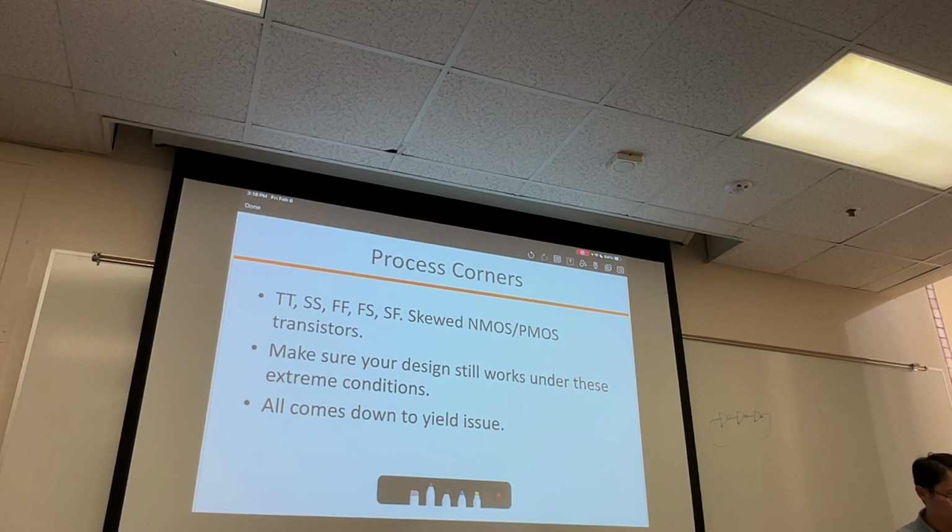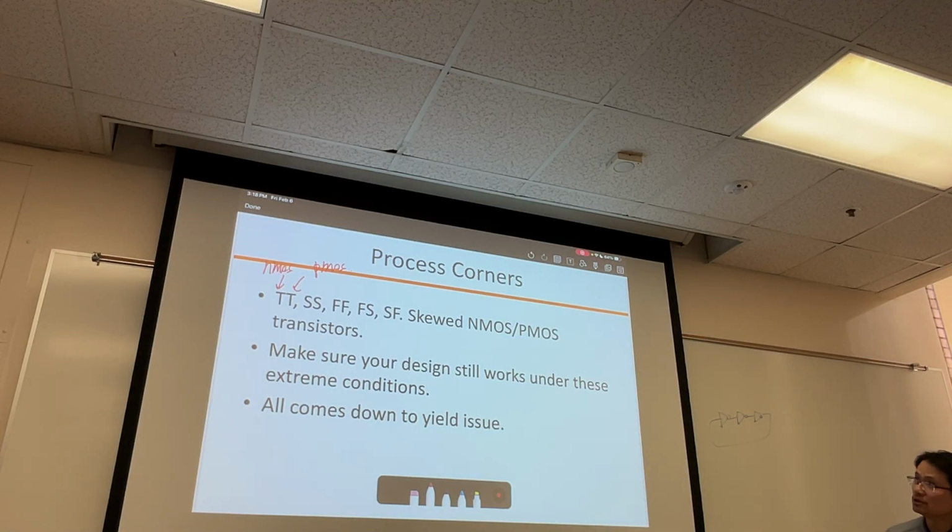Here I talk about the process corners. Usually the foundry-provided models will have these two-letter sequences, for example, TT, SS, FF, FS, SF. The first letter refers to NMOS, and the second letter refers to PMOS. So what TT means is that NMOS is typical corner, PMOS is typical corner.